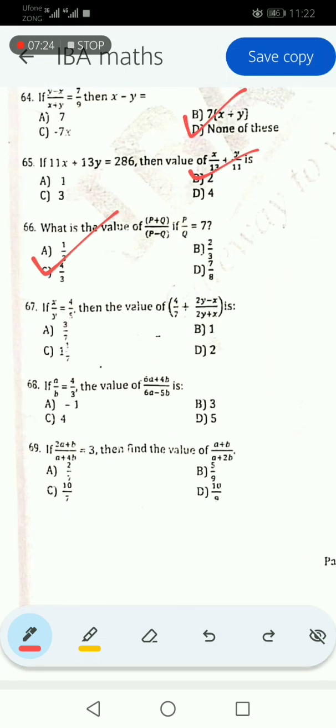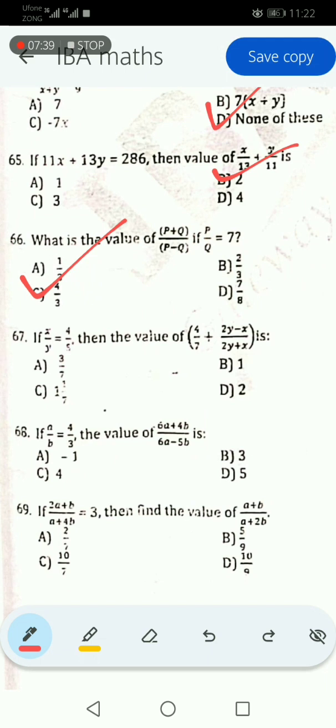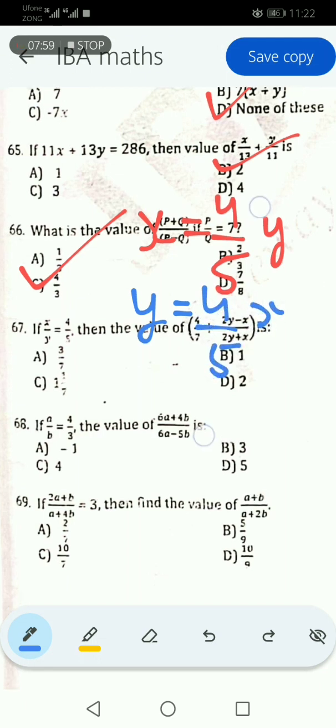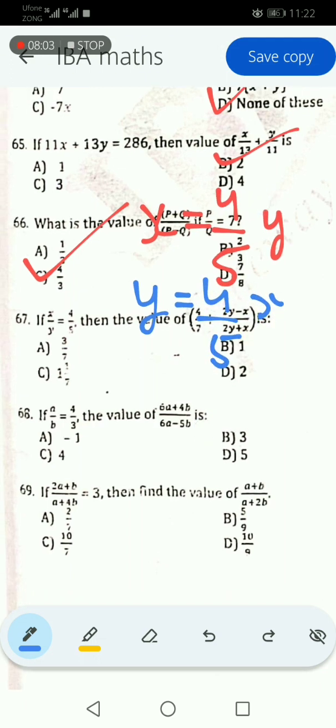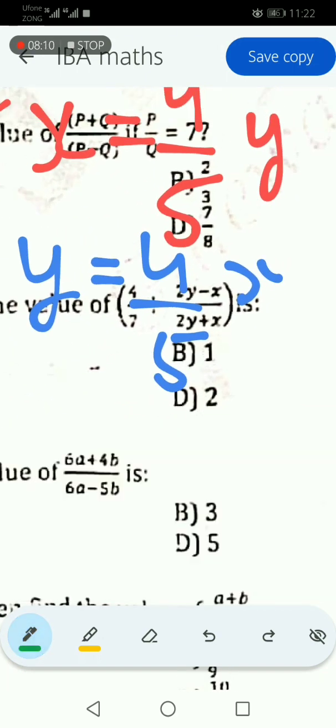Okay, so here 67. Here it is given that x upon y is equal to 4 upon 5. So what is the value of this equation? If you have a look at this, x upon y is equal to 4 upon 5. So basically x will be equal to 4 upon 5 y, and let me change the color. Y will be equal to 4 upon 5 x, right? So we're going to paste this here in the equation. So we have to place the value of x first to find the y.